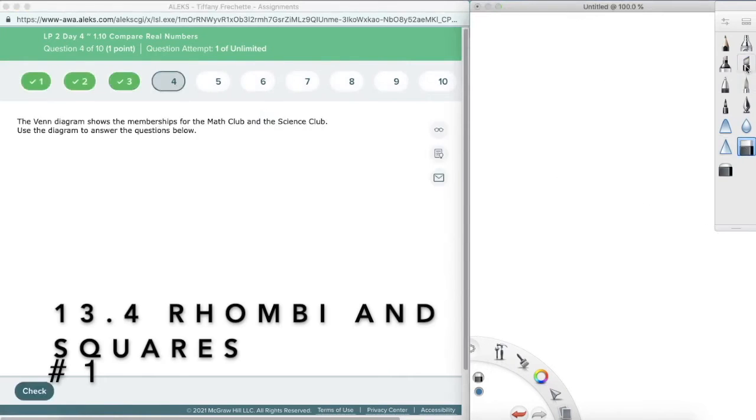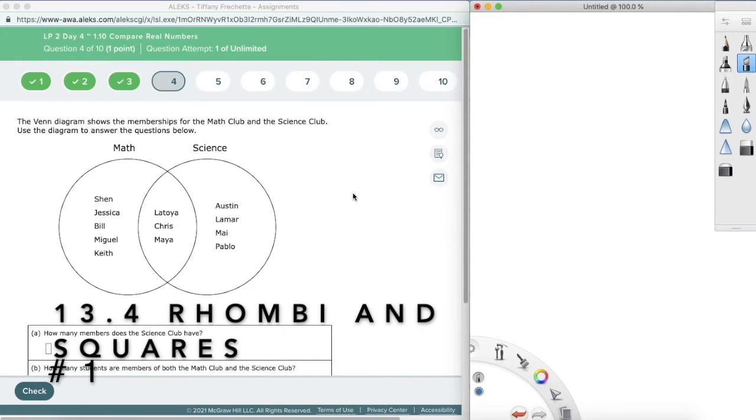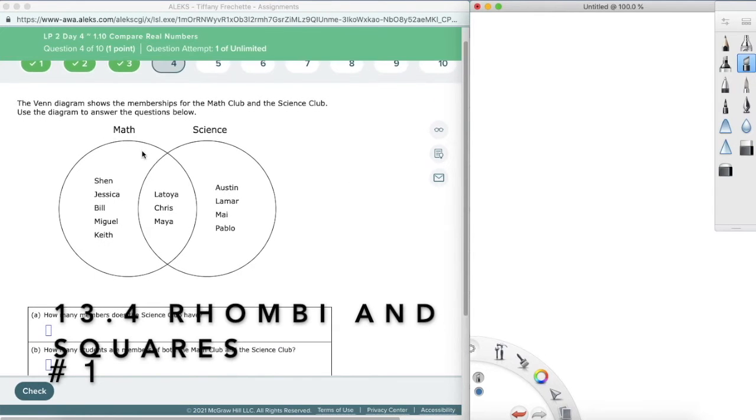Okay. The Venn diagram shows the memberships for Math Club and Science Club. Use the diagram to answer the questions below. So we have Math Club here, Science Club here, and this is both. So these three people are in both Math and Science Club.